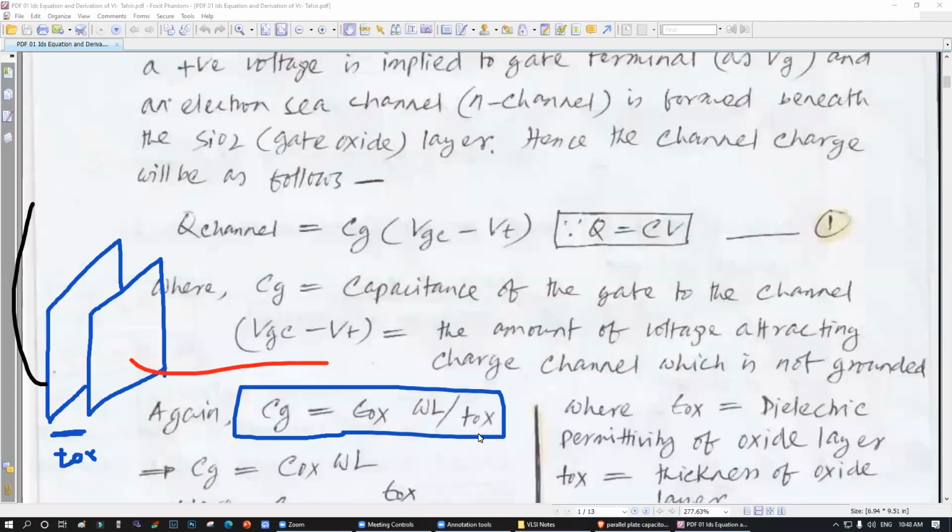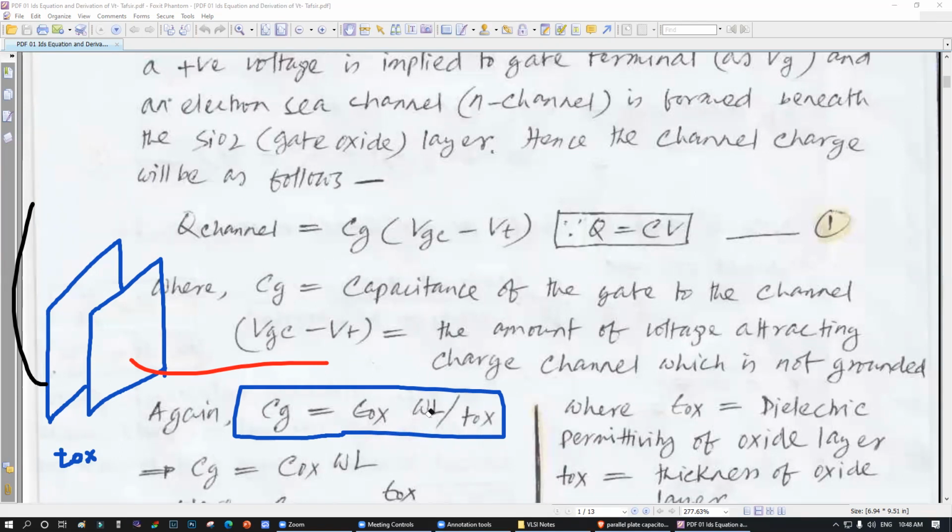OX means oxide, because inside you have silicon dioxide, right? That's why it is called the oxide layer. And T means the thickness of the oxide. That means the gap between these two layers. It is called TOX. That means D.